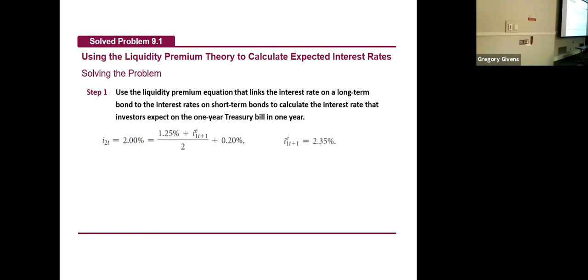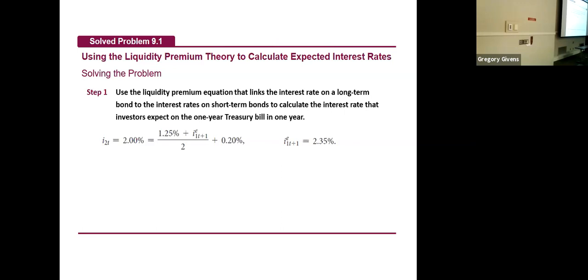2.35%? Yeah. So according to the liquidity premium theory, what should the 2-year interest rate be equal to? The average of the 1-year rate today and the 1-year rate expected next year, plus the term premium of 0.2 percentage points, right? And so we can solve this equation, given that the 2-year rate is 2% from the yield curve, to figure out what next year's expected 1-year rate is going to be, 2.35%. So this upward sloping yield curve indicates that short-term interest rates are going to rise from 1.25% to 2.35%.